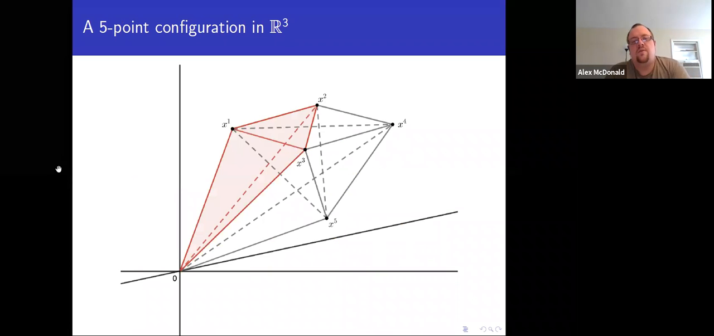For example, here's a 5-point configuration in R^3. The red shaded area is one of the volumes. 5 choose 3 is 10, so there are 10 different ways to choose these points. That gives us a 10-dimensional vector describing all of the volumes determined by D points in this configuration.